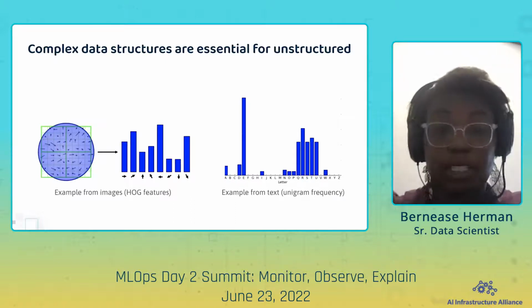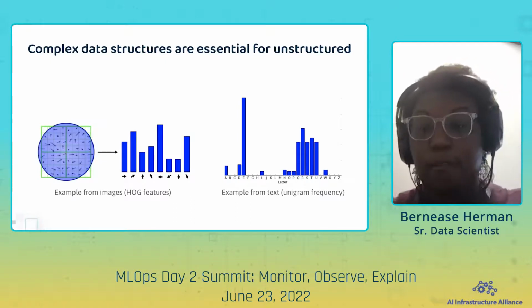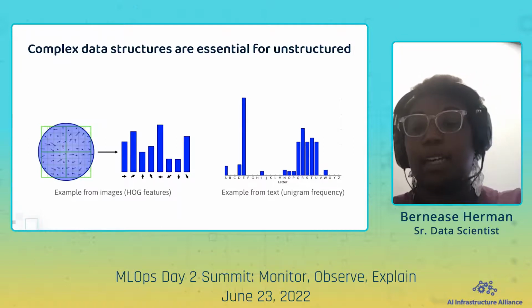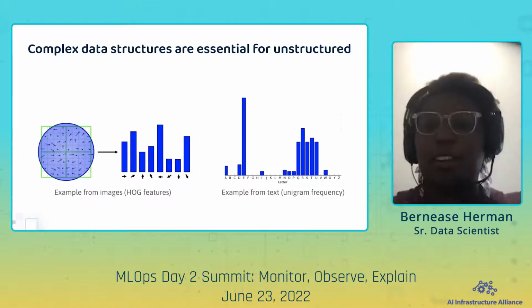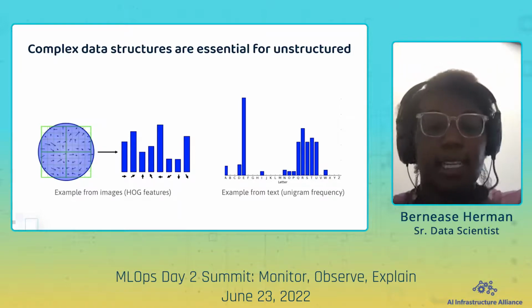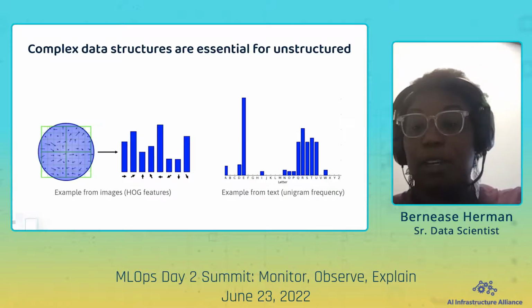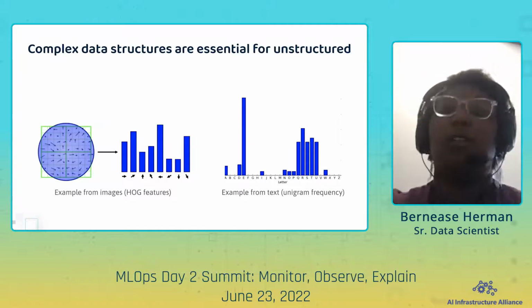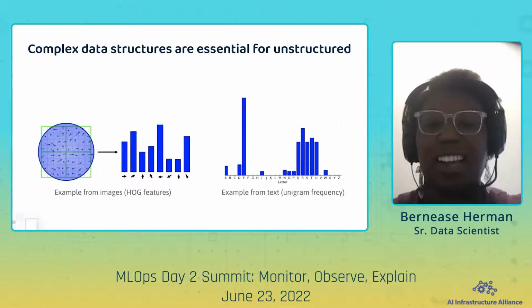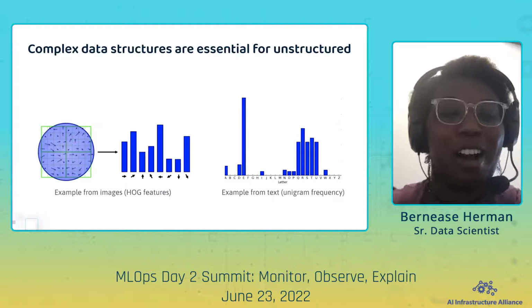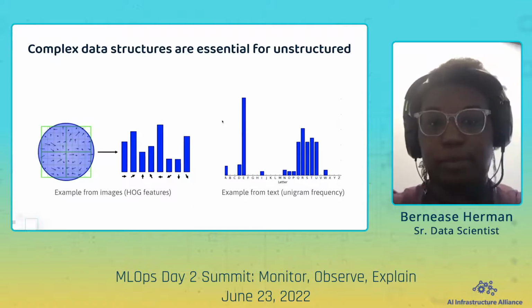And then switching over to text on the right, we have something like unigram frequency or any other of texts or tokens and things like this. Seeing frequency of unigrams or texts or tokens can be really helpful in understanding text. It was a very, very often used technique and still is.